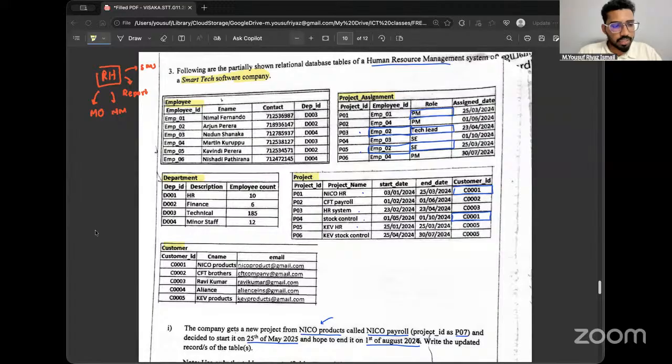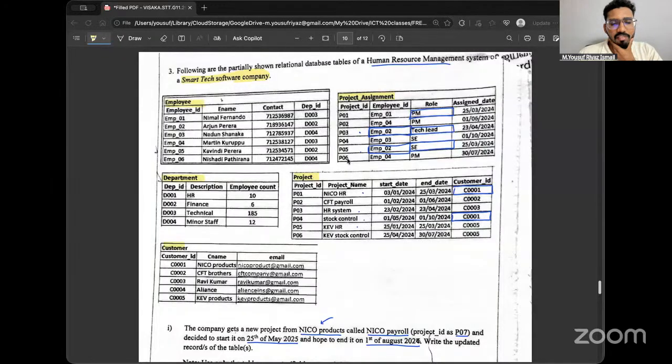Okay. So for example, let's say one of our customers wants to start a new project, wants me to make a new system for him. If I want to start a new project for him, then which table will I update? Perfect. I will update the project table. Now, apart from that, you can see there's something called project assignment as well. Currently, in the project assignment, you can see there are no repetitions. It's like all of them are unique.